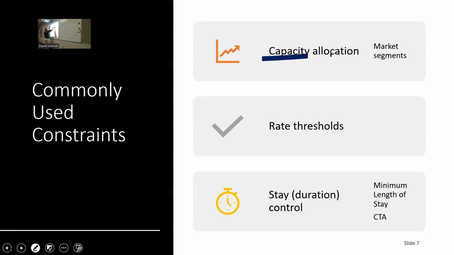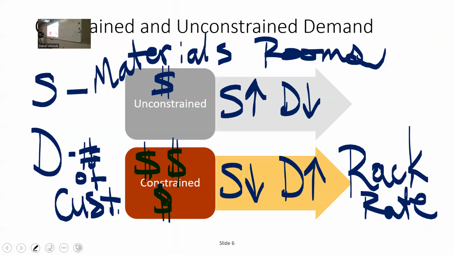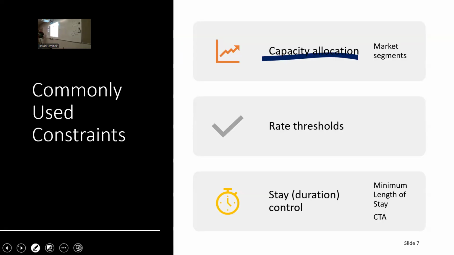Okay. So some different constraints that we use. Capacity allocation, we'll talk about that in just one moment. We want to look at rate threshold. So when it gets to a certain amount, we may have a certain range of rates that are acceptable for us during a specific time of unconstrained versus constrained demand. The stay control: this is minimum length of stay, or this is called close to arrival.